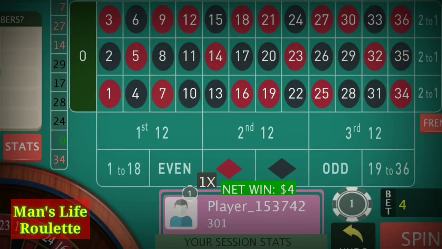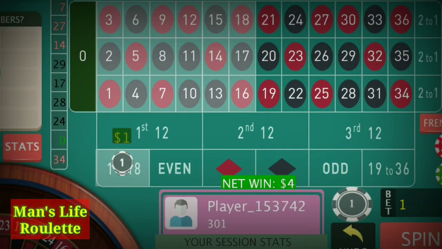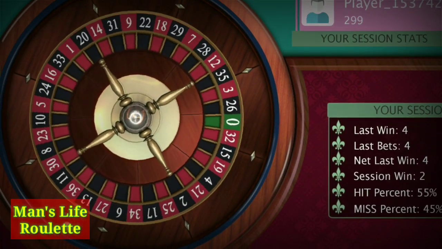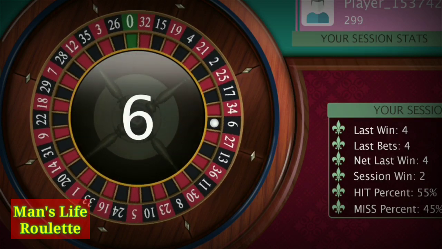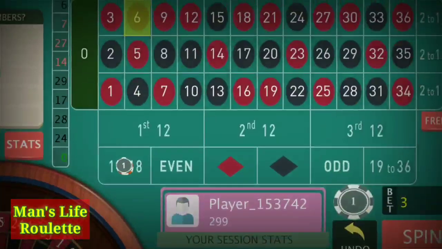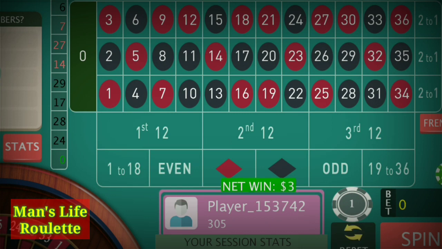And now a win here. So this time it's 3 units. I'm just increasing 1 unit upon losses and decreasing 1 unit after a win. So again a winning one. So time for 2 units.